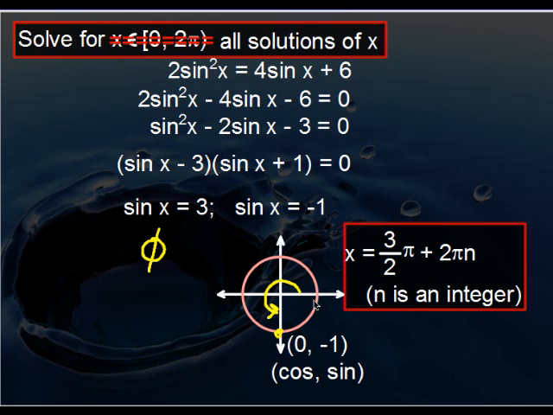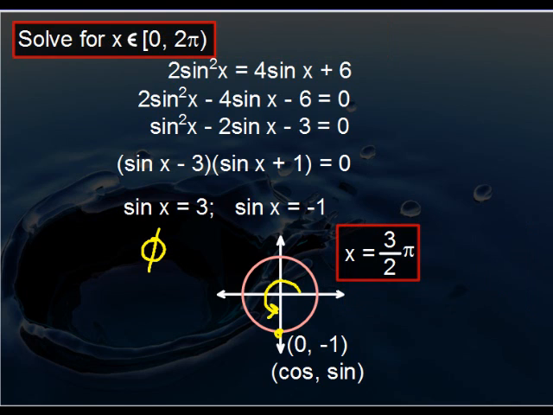So that's really your answer. Keep in mind, though, that our domain of answers is from 0 to 2 pi. We satisfied this already. So leaving your answer at this is enough.